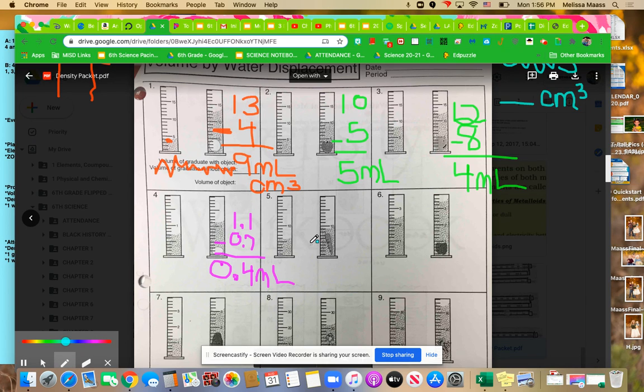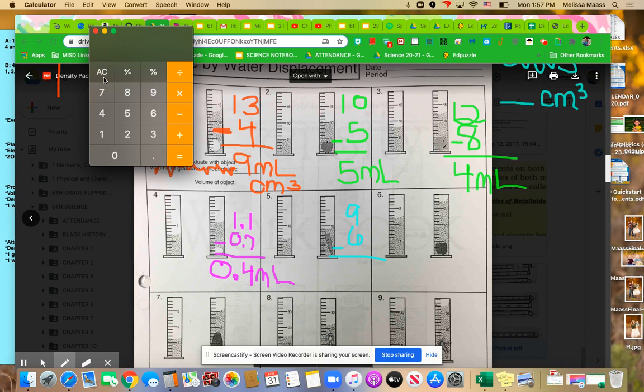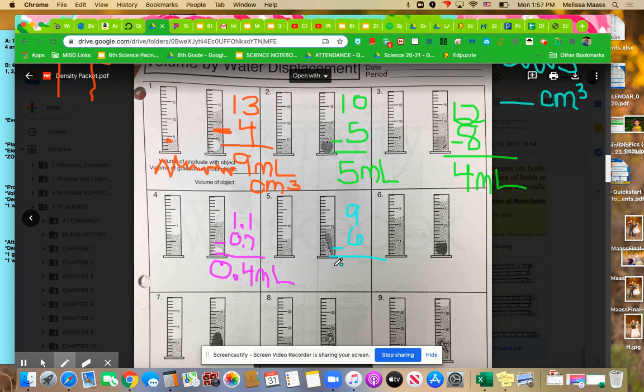So let's go back to blue. For this one, you see we have a 10 here. So we could count by ones, I think. 1, 2, 3, 4, 5, 6, 7, 8, 9, 10. Perfect. So this is about 6. And then the carrots inside and the water level rose to about 9. So 9 minus 6. That's going to be 3. 3 milliliters. Awesome.